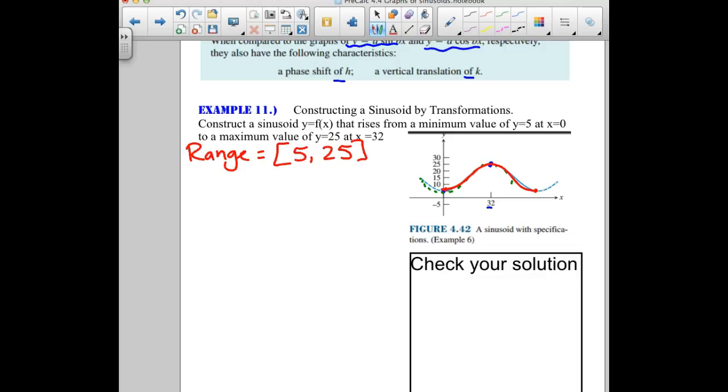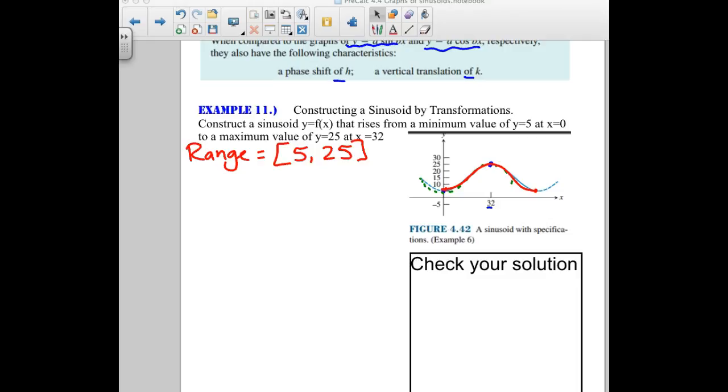Okay? I'm going to pause the video and have you guys discuss in your groups. If we know that that 5 is my low and 25 is my high, is there a way to figure out where that new 0 line should be, that new horizontal line? And is there a way to figure out what the amplitude should be? Okay? So go ahead and discuss that.